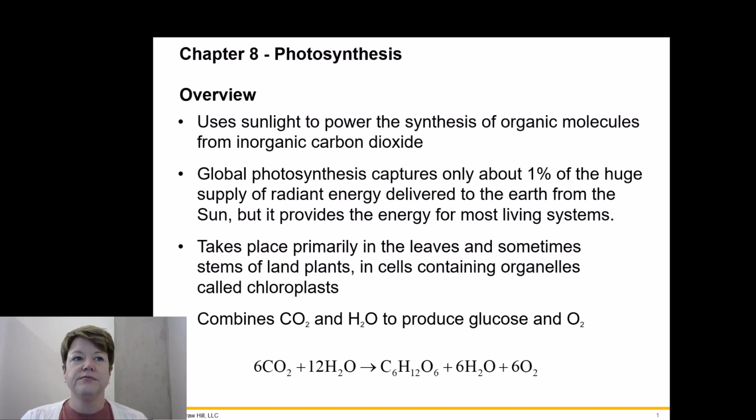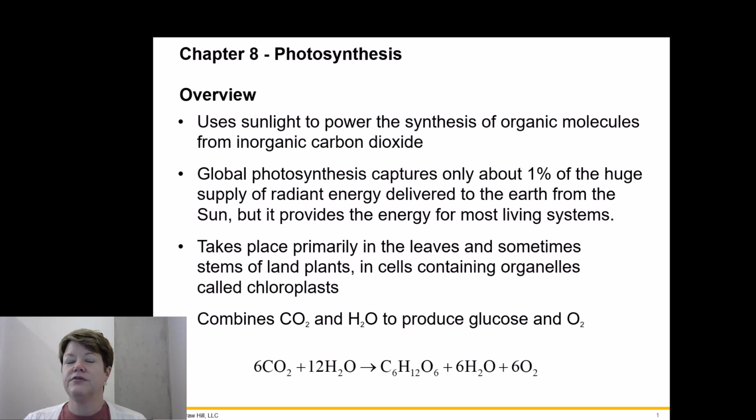So here's our overview. And you had some statements from your preview quiz that you remember. The sunlight is going to be the energy, and it's going to help the plant synthesize organic compounds such as glucose from inorganic carbon dioxide, which is CO2. Photosynthesis across the biosphere only captures about 1% of the radiation that comes to the Earth, and yet that is all the energy that is available to living systems.